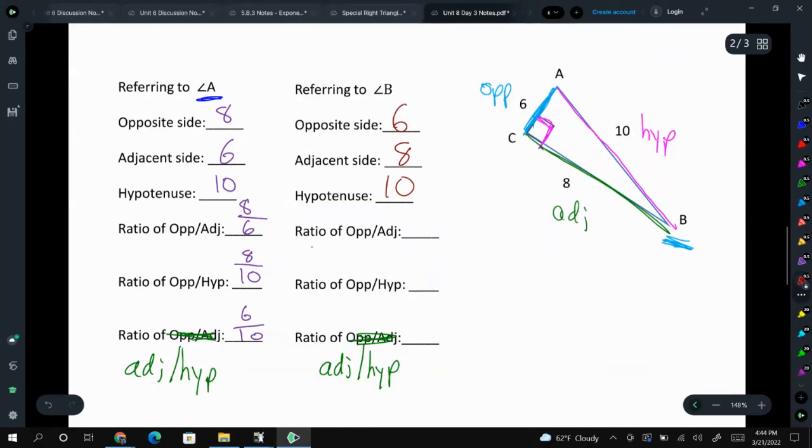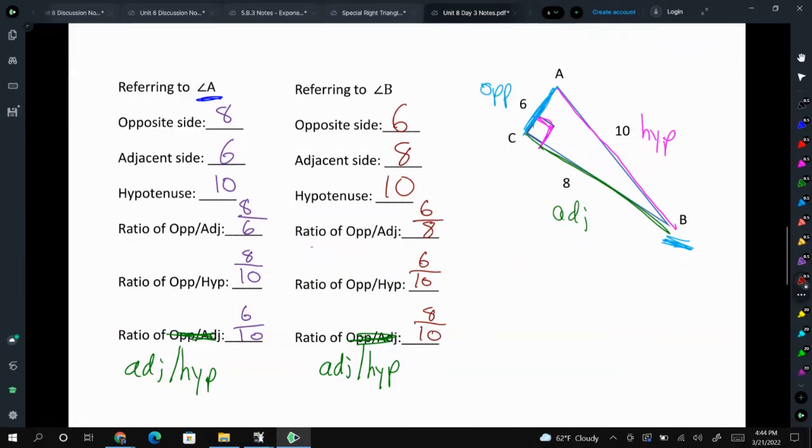Ratio of opposite over adjacent, opposite again is 6, over the adjacent, which is 8. Ratio of opposite over the hypotenuse, opposite is 6, hypotenuse is 10. And then finally the ratio of the adjacent, which is 8, over the hypotenuse, which is 10.